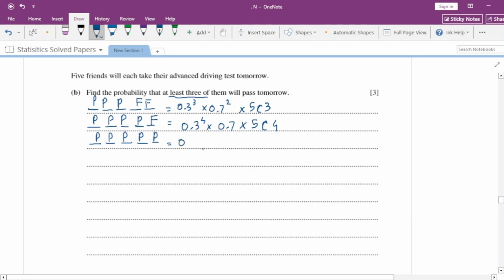Finally, the last case is 0.3 raised to power 5. And that's it. There are no people failed. In fact, you can even write 5 choose 5, but that would have no effect. 5 choose 5 anyways is 1. So it really does not matter. So the total probability would be the sum of all of these. You add all of these probabilities after you multiply them individually, and you will get 0.163.